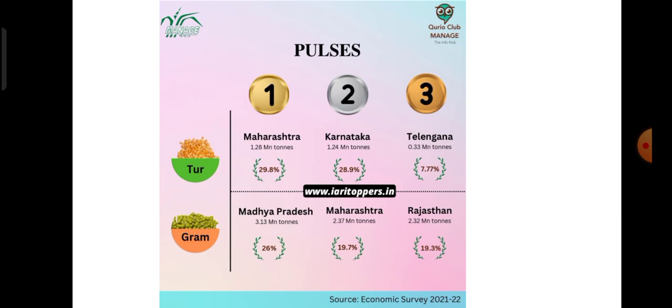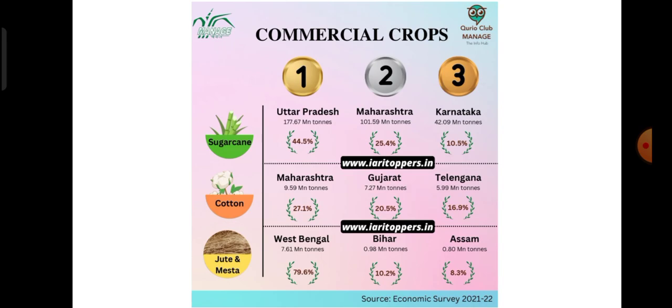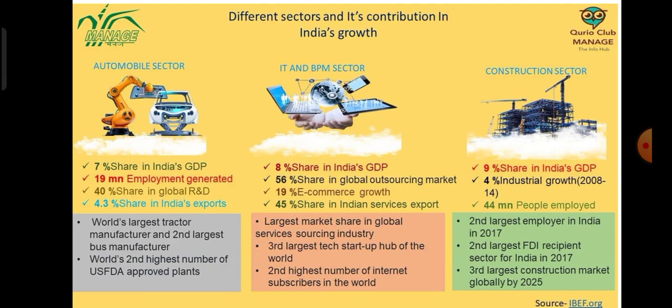Under the pulse section, tur and gram are the two major pulses of our country. Tur: Maharashtra, Karnataka, Telangana, whereas gram production is highest in Madhya Pradesh, Maharashtra and Rajasthan. Similarly, under commercial crops: sugarcane, Uttar Pradesh, Maharashtra, Karnataka; cotton, Maharashtra, Gujarat, Telangana; jute and mesta, West Bengal, Bihar and Assam. Now we shall see different sectors and their contribution to India's growth.